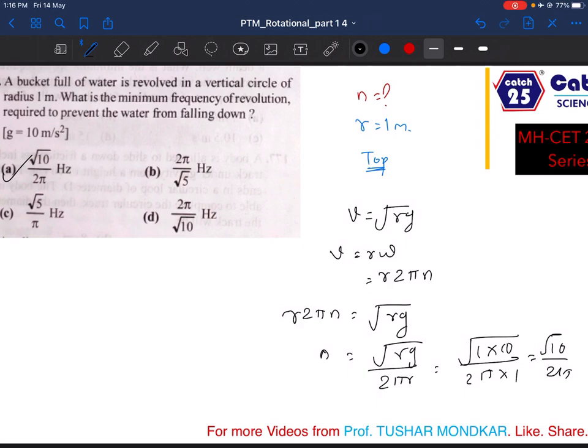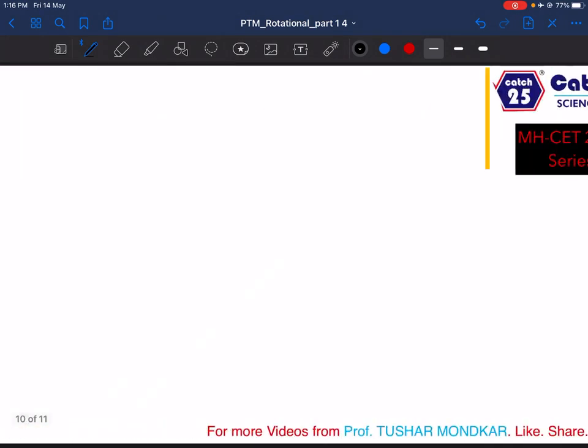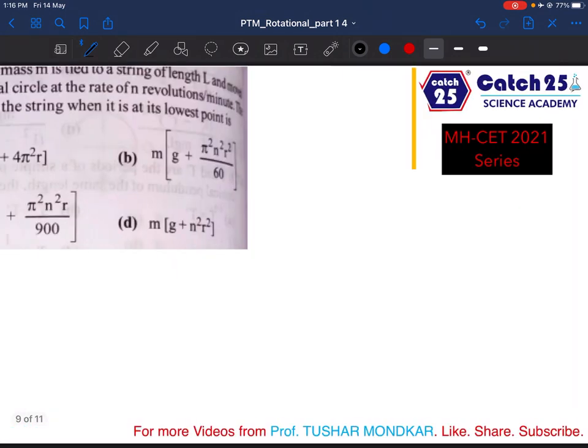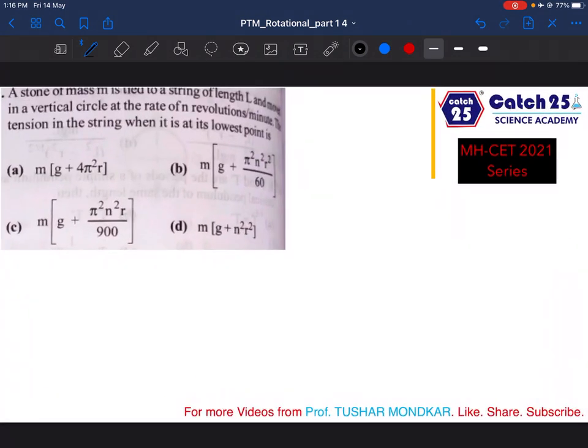Let's move on with the next question, and this will be the last question of this particular topic. The question goes like this. A stone of mass m is tied to a string of length L and moved in a vertical circle at the rate of n revolutions per minute. The tension in the string when it is at the lowest point. So they want us to find out tension at the bottom.